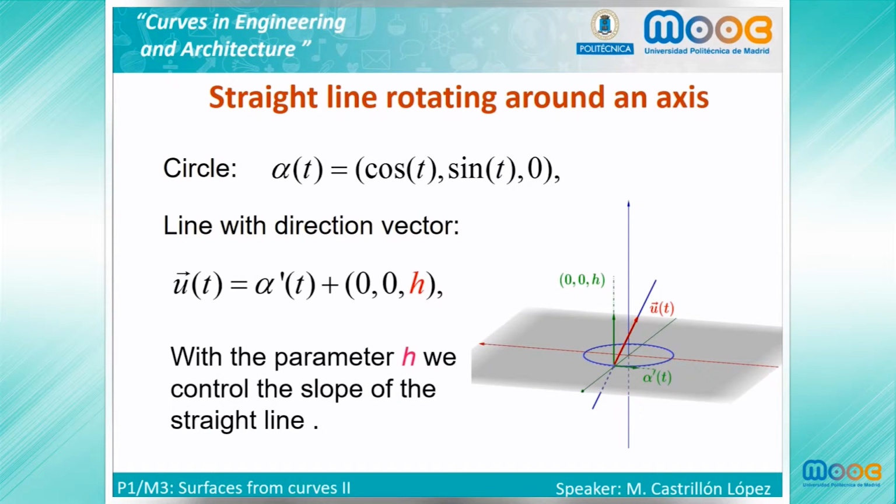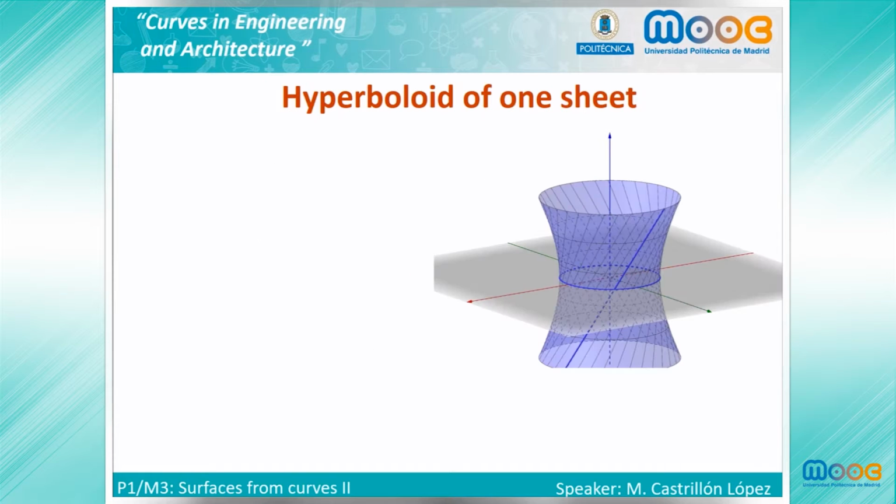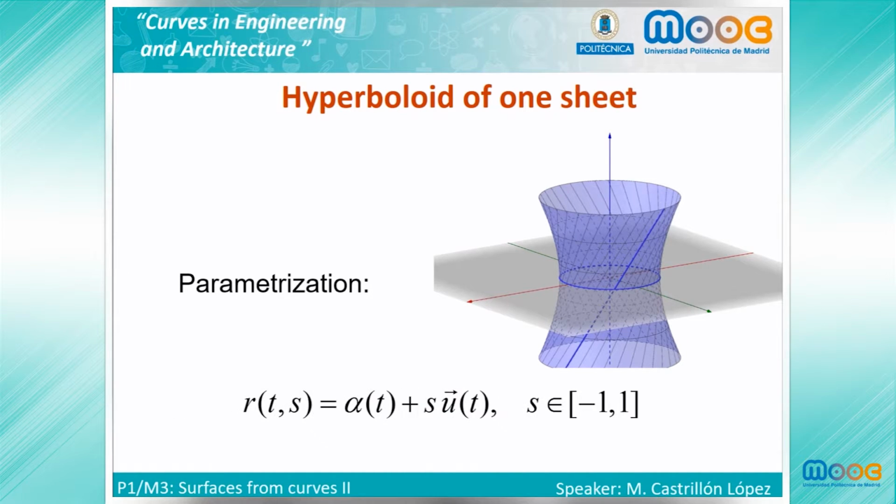We consider for direction vector of the line the vector obtained as the sum of the tangent vector of the circle at each point and a vector orthogonal to the plane z equals 0. Note that with the parameter h we can control the slope of the straight line. We have then the parametrization of the surface. And note that if we fix the value t, then the parameter s parametrizes a straight line.